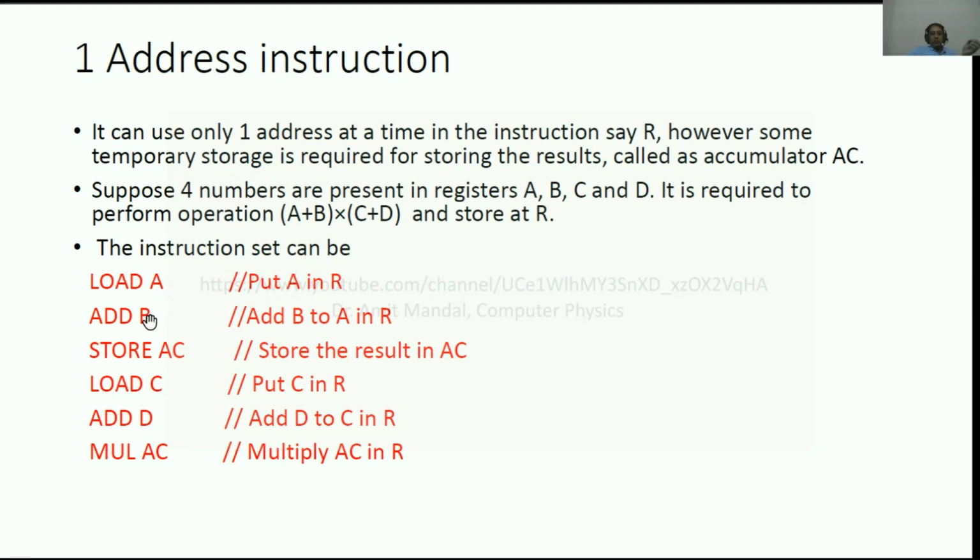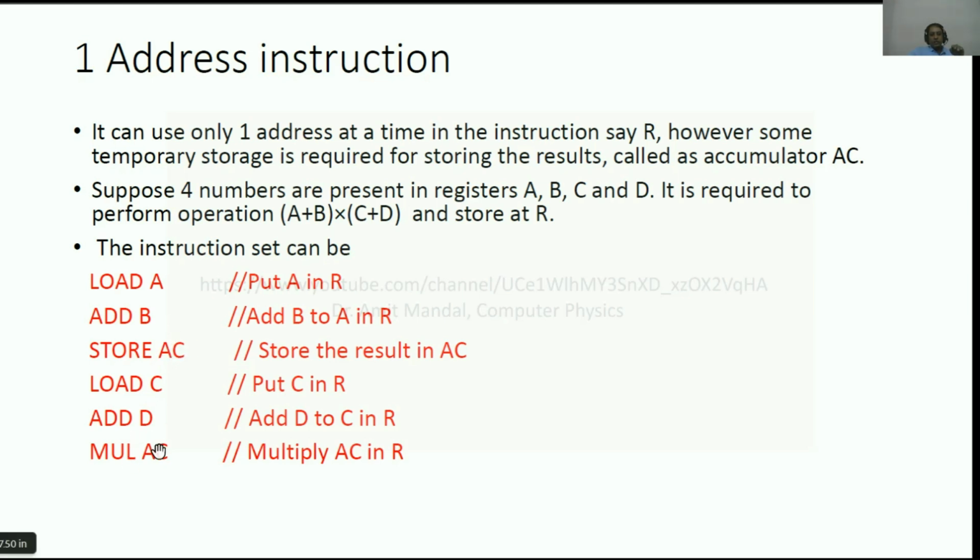Okay. Now add B. So whatever the value of R is, B is brought and added to R, because the operation is being performed in R itself. Okay. So whatever the value there is in R, it is stored in AC. I have already told you about this accumulator register AC in the beginning. Now R is free. Now again load C. So automatically it will put the value of C in R. Now add D. It will bring the value of D and add it in R. So in R, C was already present, so C plus D. Okay. Now in R there is the value C plus D and in the accumulator there is the value A plus B.